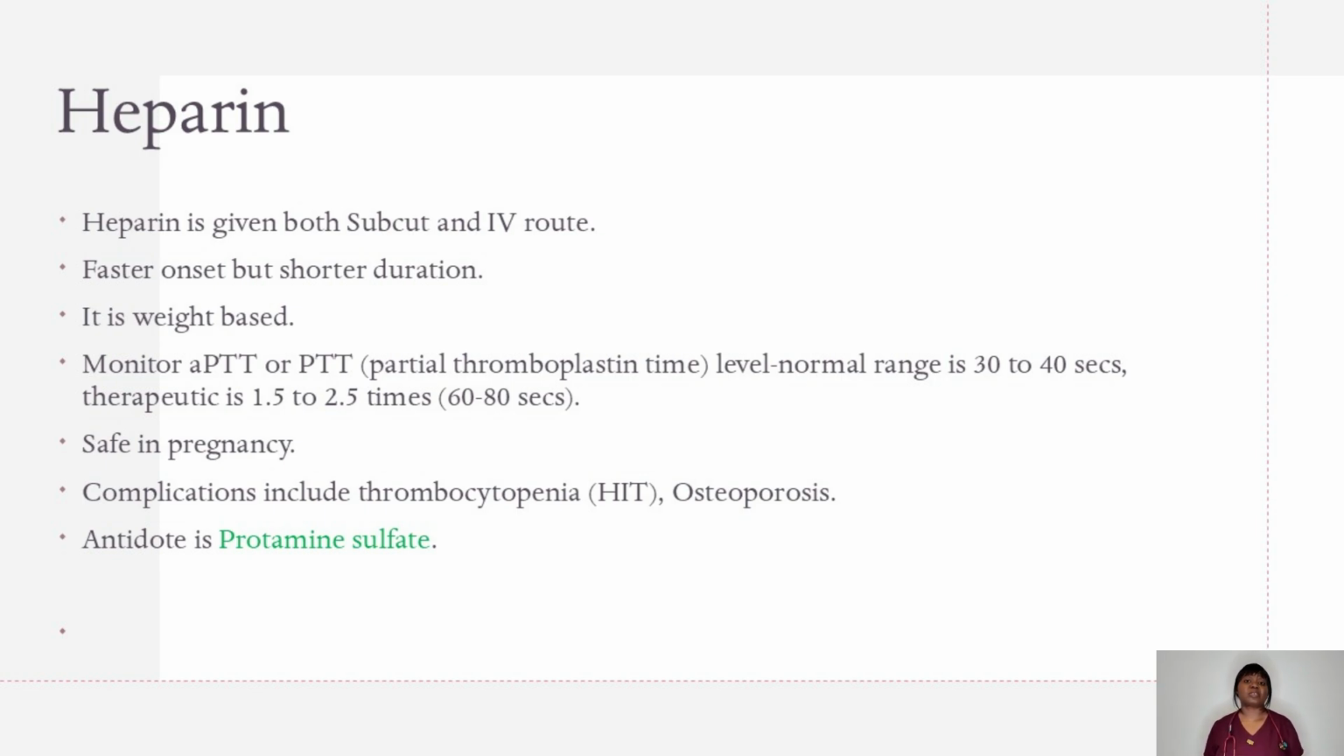So you don't need to cram this. What I do, I say the therapeutic range is 1.5 to 2 times higher. So 1.5 plus 2.5, you have 4. Divide by 2, you have 2. So 2 multiplied by 30, you have 60 seconds. 2 multiplied by 40, you have 80 seconds. So for the therapeutic range, for someone already on heparin, the APTT or PTT will be 60 to 80 seconds.